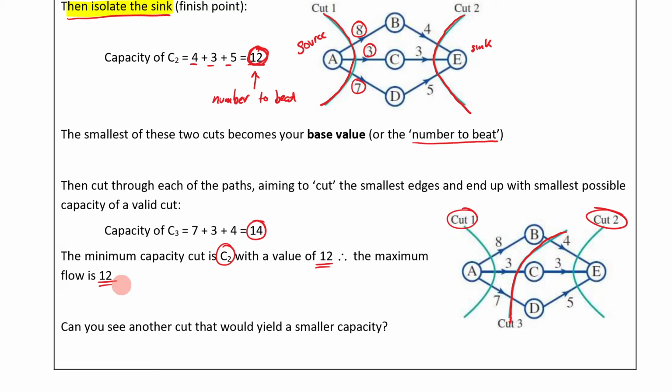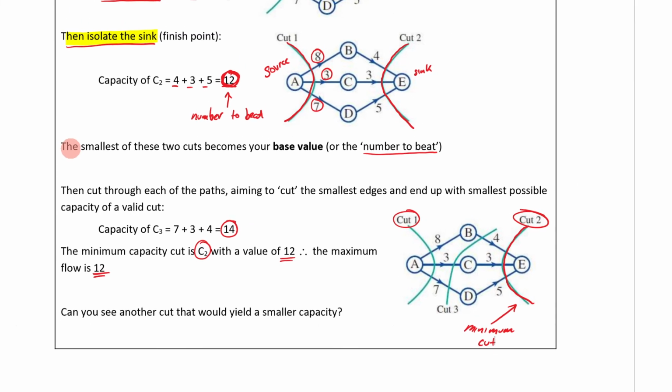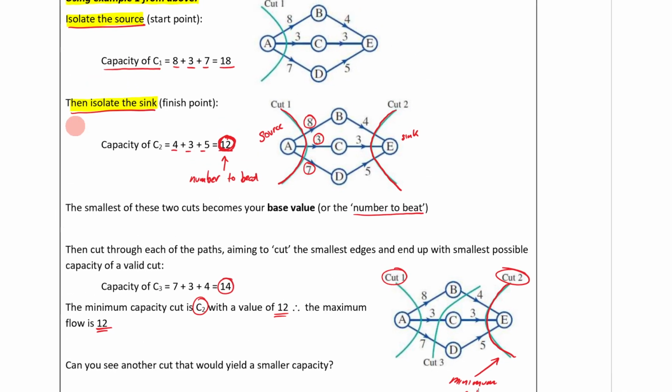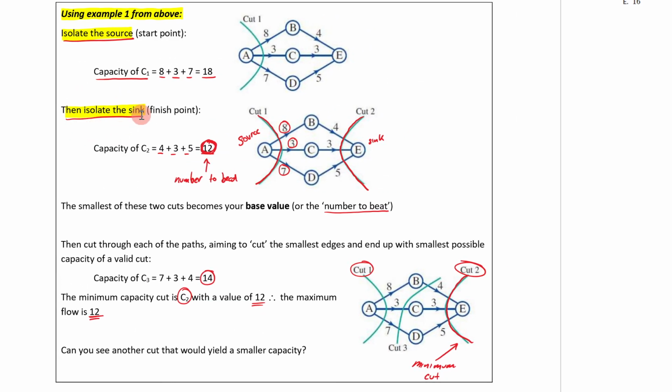Notice that we weren't able to make another cut with a smaller value than cut 2. So that means our maximum flow is going to be 12. Can you see another cut that would yield a smaller capacity? And you should say no, there is no way of doing that. That means this cut right here is my minimum cut. All right, hopefully that made sense. And again, the examples are going to get a lot more hairy, so don't think that this is as hard as it gets. We'll see some more hairy examples soon.